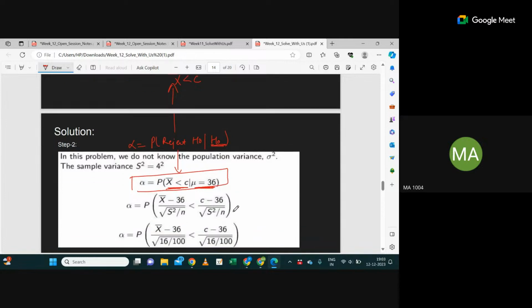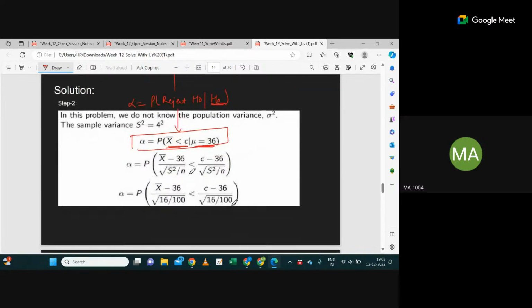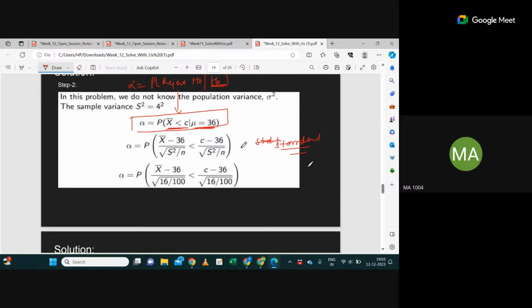Since the variance is unknown to us, after this I have to convert to standard form, right? Standardized format. So how will you convert? X bar minus... what will be the distribution of x bar here? It will be normal(36, s square by n), right? Why am I using s square? Because sigma square is unknown to us. So x bar minus 36 divided by square root of s square by n.